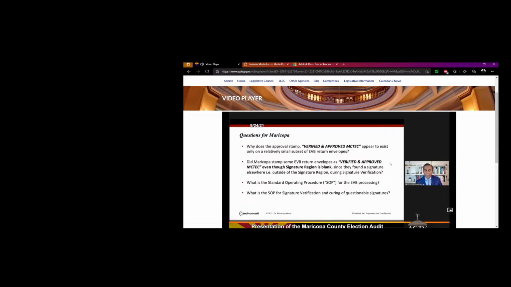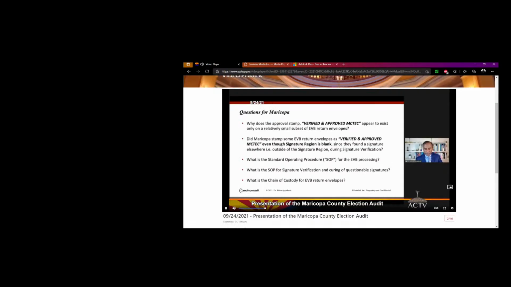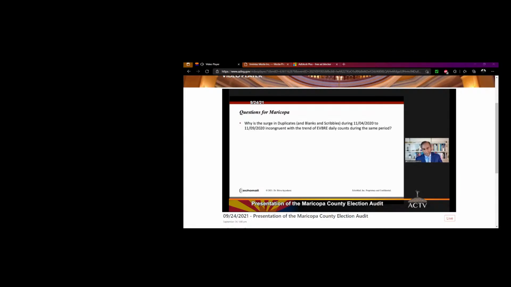And what is the SOP for curing of questionable signatures? And finally, what is the chain of custody? Talk a little bit more about that. And the last set of questions is, why was there a sudden surge of duplicates during 1104 to 1109, which is incongruent with the trend we were seeing with the early voting ballot return envelope counts?